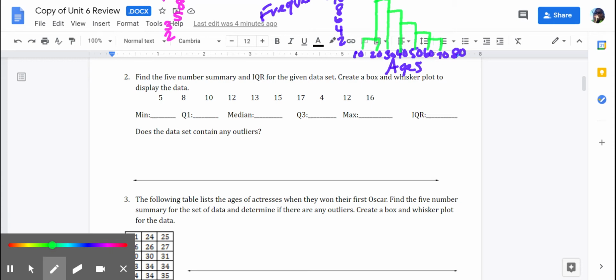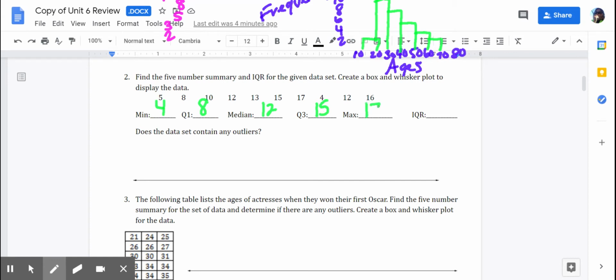Now that you put these values into the calculator, you should find that the minimum value is 4, my Q1 is 8, median 12, Q3 of 15, and my max was 17. In order to find the IQR, remember I have to do Q3 minus Q1, so 15 minus 8 is going to give me 7. The next thing I'm going to ask you is find outliers.